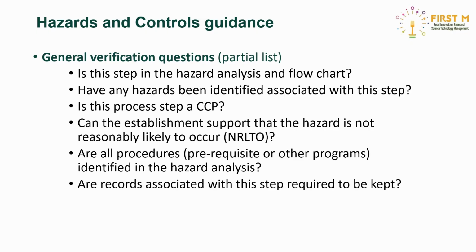Doing an annual review of HACCP isn't sitting around the tea table with some of your colleagues and going, oh yeah, everything's going okay, isn't it? And you go, yeah, it's okay, we've done our annual review. You've got to challenge your system. So is this step in the hazard analysis and flow chart? Have you identified any hazards? Can the establishment support that the hazard is not reasonably likely to occur? So if you say it's not likely to occur, how do you justify that?